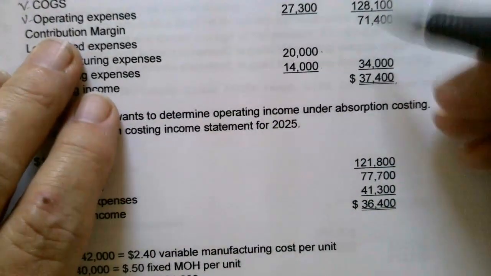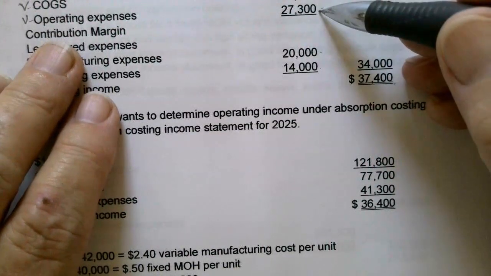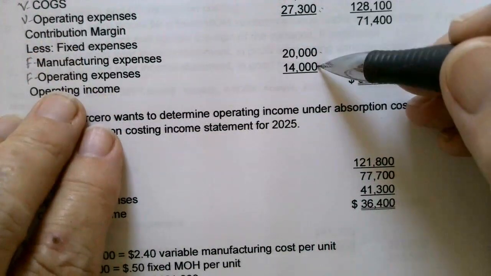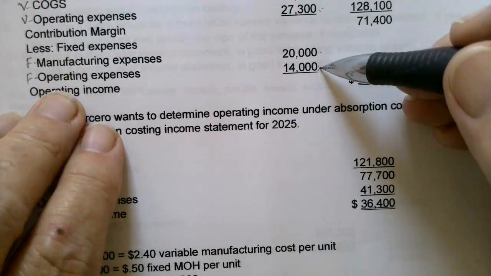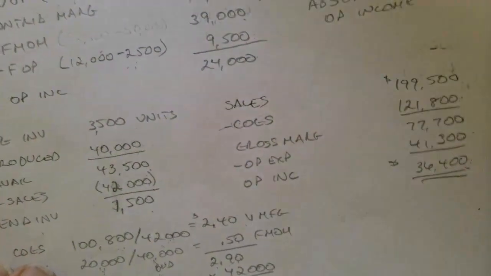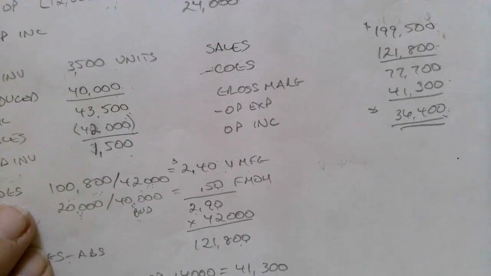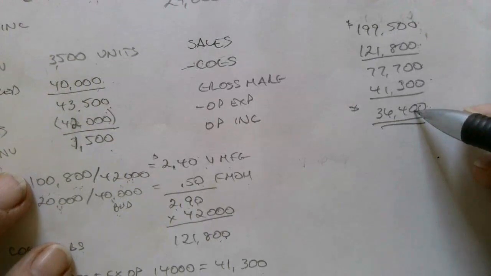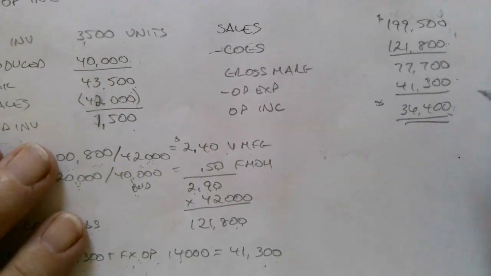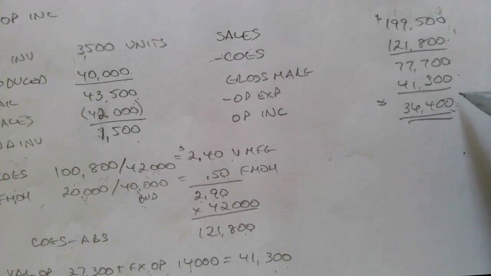Just one last thing here. I wanted to say that those operating expenses, don't forget, this is the variable cost statement. So it would be the 27.3 operating expense plus the 14. So 27.3 variable and 14 fixed. Okay. All right. So our variable cost income was 37.4, and our absorption cost income is 36.4. So we must have had more inventory come out into cost of goods sold than what we produced.